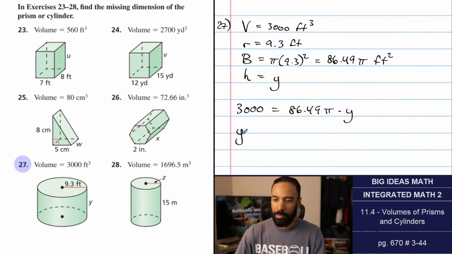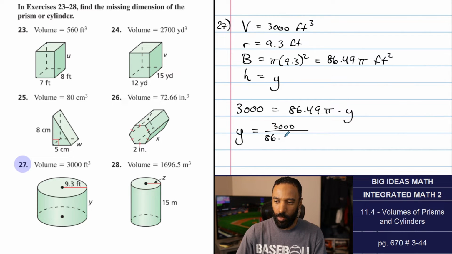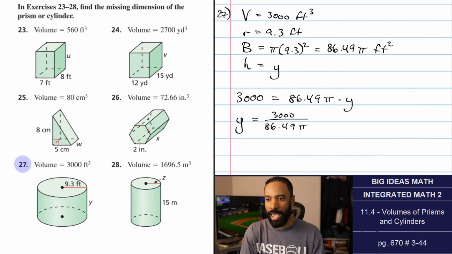And this is going to be the same thing as the previous problem. If you use the calculator for this straight up and didn't round early, and I hope you didn't, make sure pi is in parentheses with this set. So over here, I'm going to do 3,000 divided by parentheses 86.49 pi. And now we're going to get the better answer. 10.98.